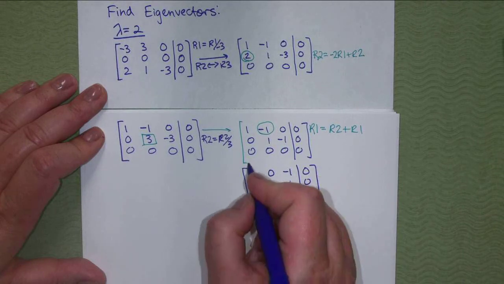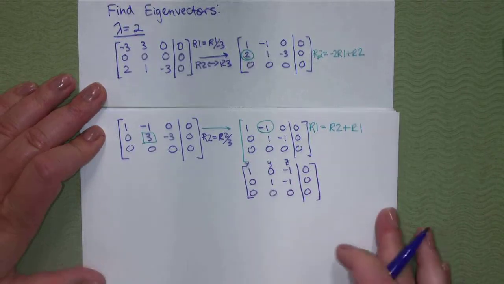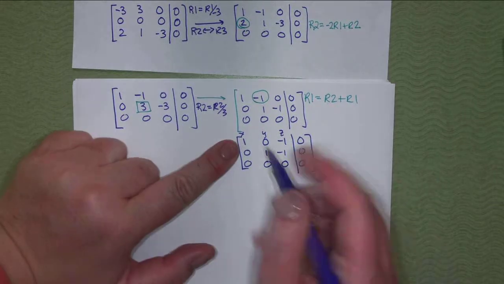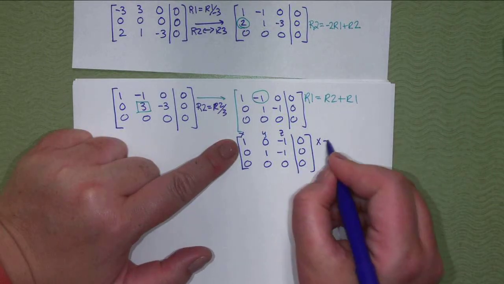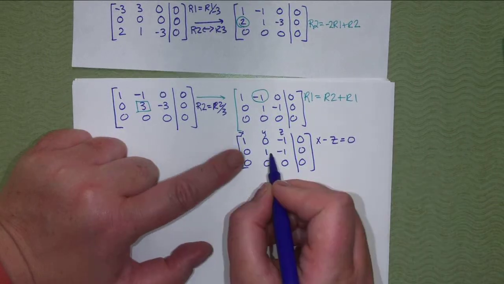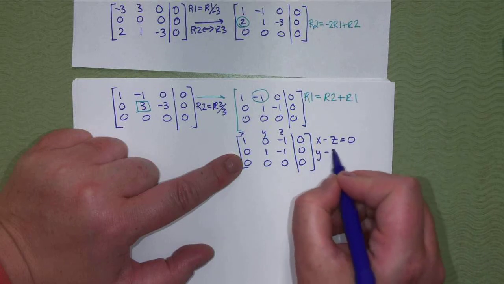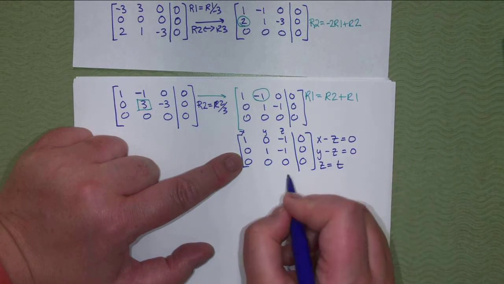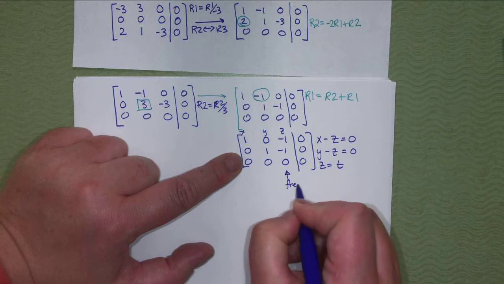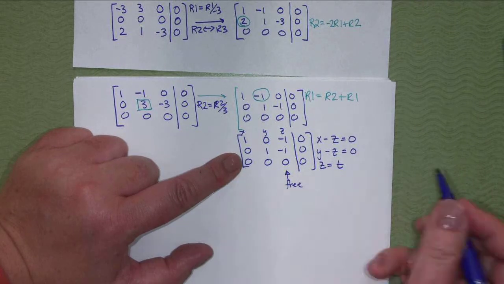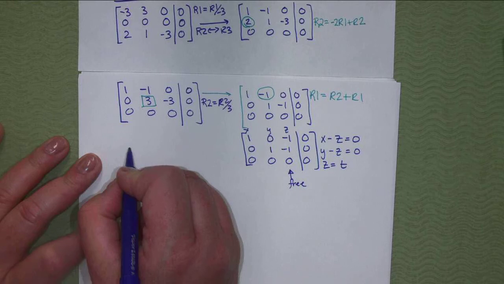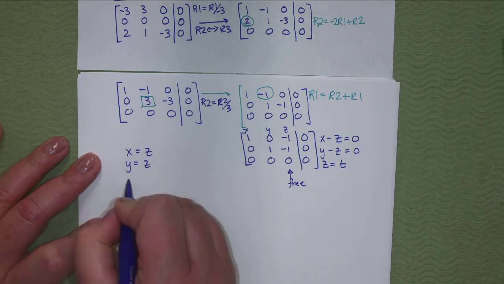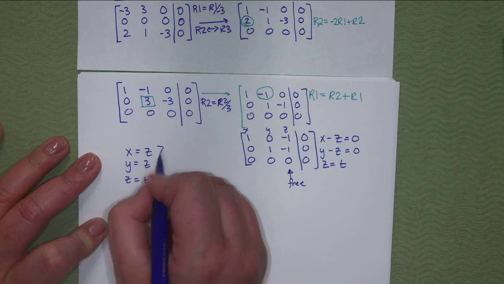Okay. So this is x, y, z. So if we take this out, we get x minus z equals 0, y minus z equals 0, and z would be free because these two have a lead 1. So z is t. So our solution would be x equals z, y equals z, and z equals t. Plug the t in.